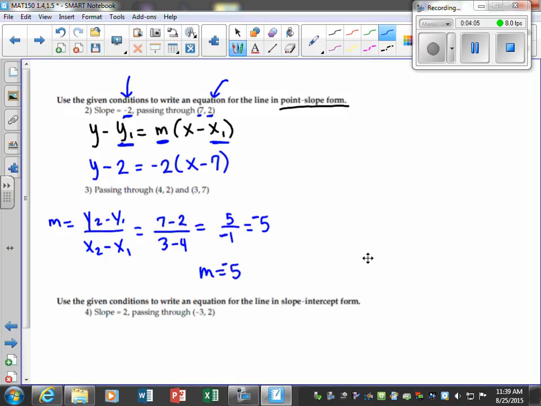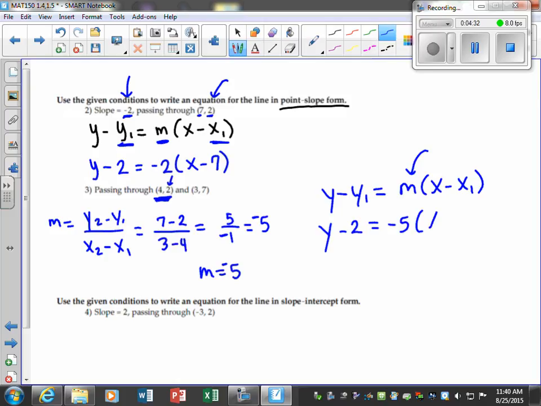So now we're going to pick a point. I can either choose this point or I can choose this point. Just because it's the first one up, we're going to work with the point (4,2). So write our formula: y minus y1 equals m times x minus x1. y1, we said we were going to use this point, is going to be 2, so you get y minus 2. Our slope we found to be -5. X minus, and then x1 that we use is going to be 4.